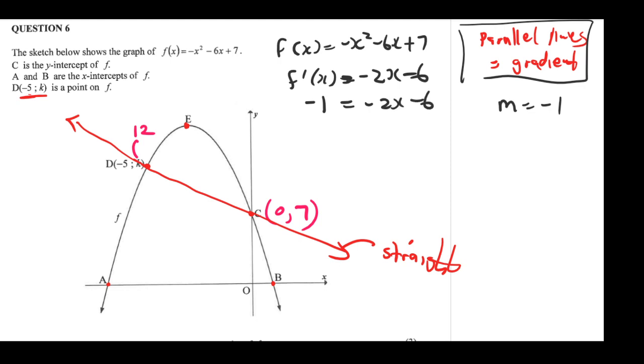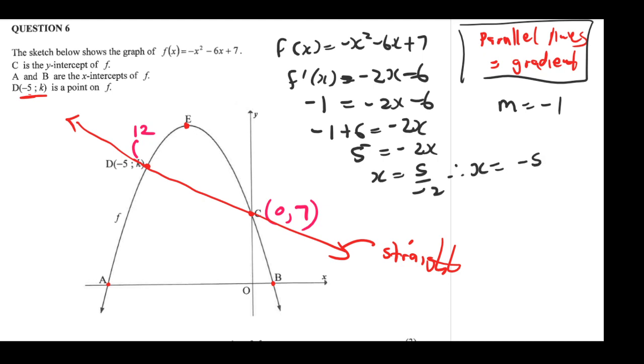So let's find the x value of P. We're going to transpose the 6 to the other side: minus 1 plus 6 equals minus 2x. And then you have 5 equals minus 2x. I made a mistake before, it's supposed to be positive 5. So we divide by minus 2 on both sides, and we have 5 over minus 2, so x equals minus 5 over 2.